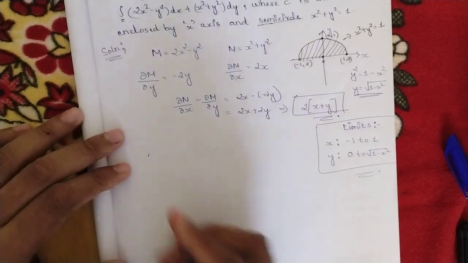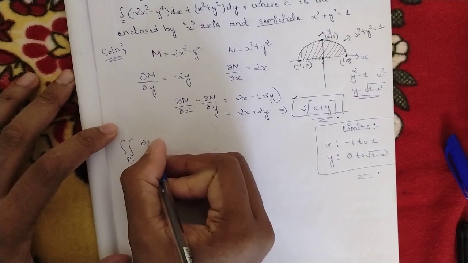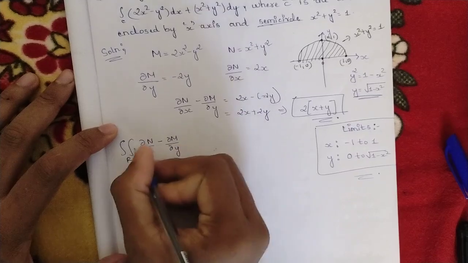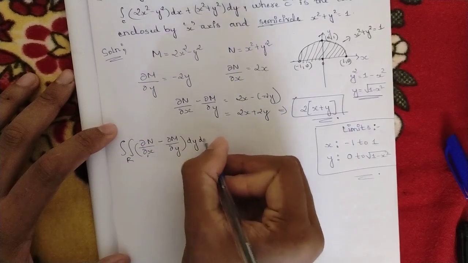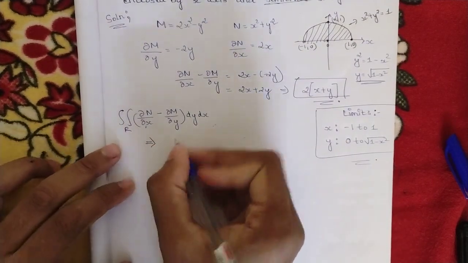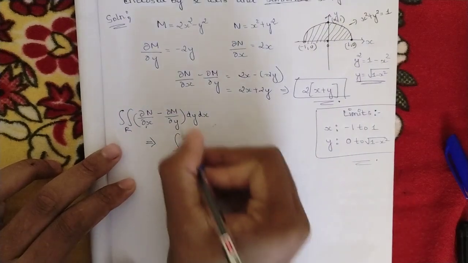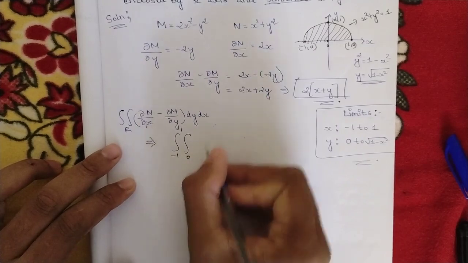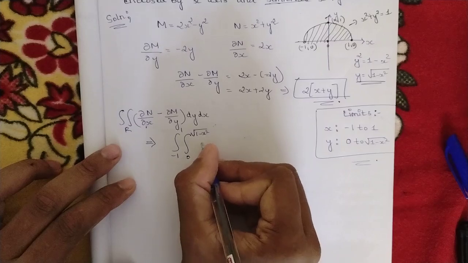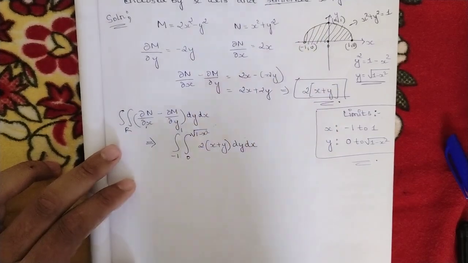Now put it in the formula, that is the region of ∂N/∂x minus ∂M/∂y dy dx, right? The outer limits I am going to write for x, that is from minus 1 to 1, and the inner limits for y are from 0 to square root of 1 minus x square, of 2 into x plus y dy dx.